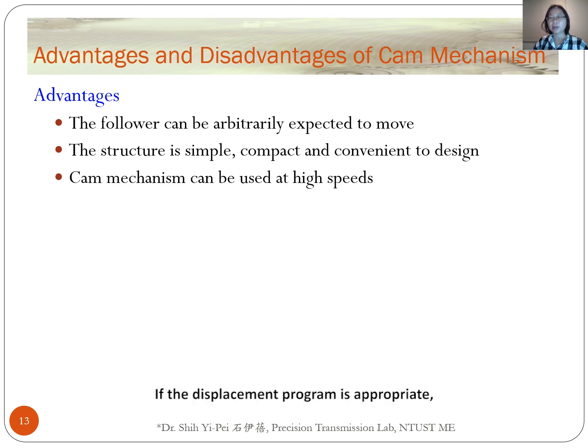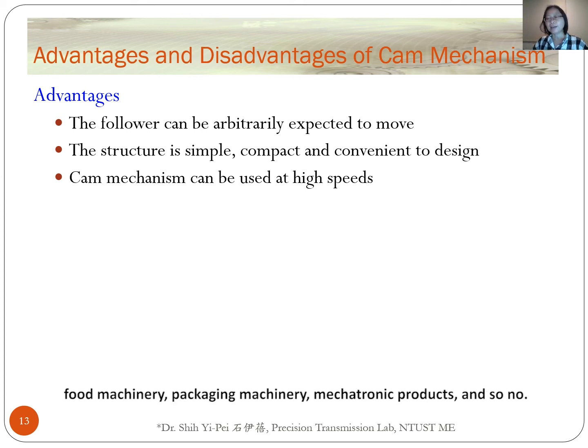If the displacement program is appropriate, cam mechanisms can be used at high speeds, so they are widely used in automatic machine tools, light industrial machinery, textile machinery, printing machinery, food machinery, package machinery, mechatronic products, and so on.